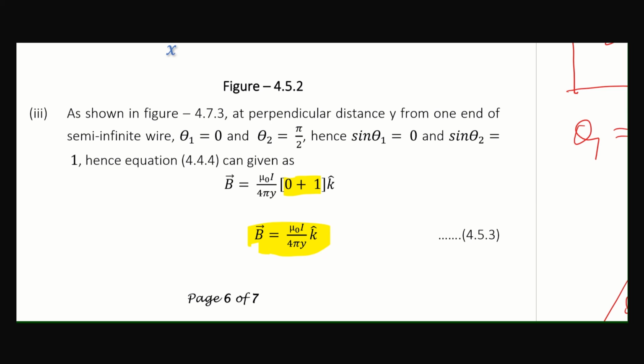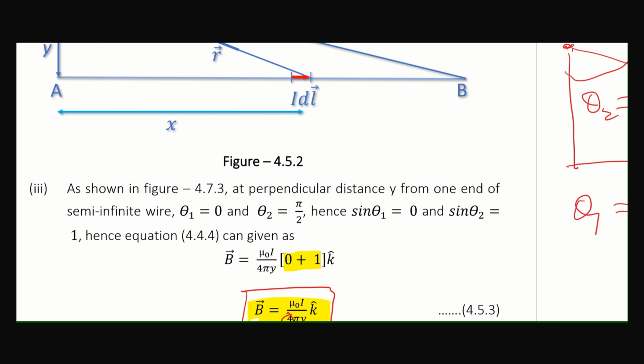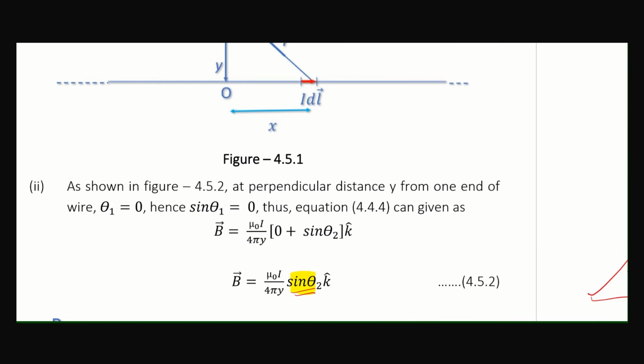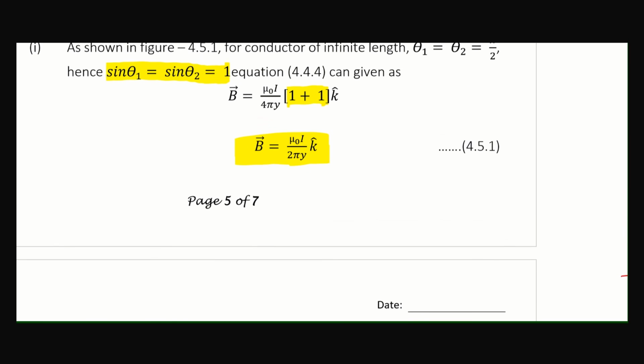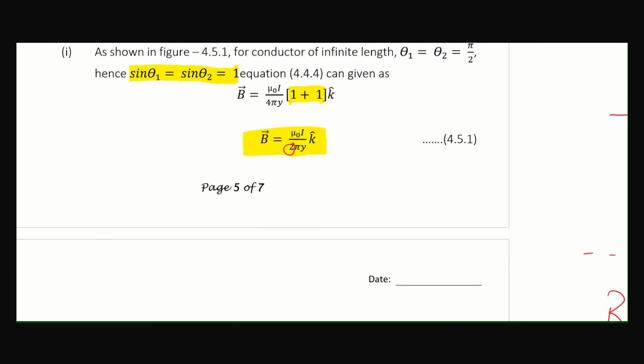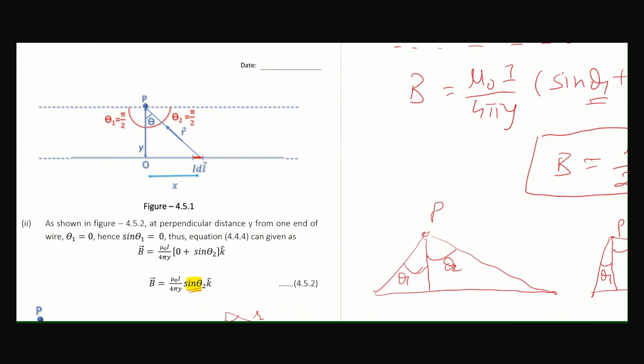Now look at this. This is the formula for a semi-infinite wire. It means you have one end but the other end is at infinity, where you have 4 pi y in the denominator. Whereas in the case of an infinite wire where both ends are at infinity, what is the formula? The formula is mu 0 I by 2 pi y. So you may notice that difference and keep that difference in mind.